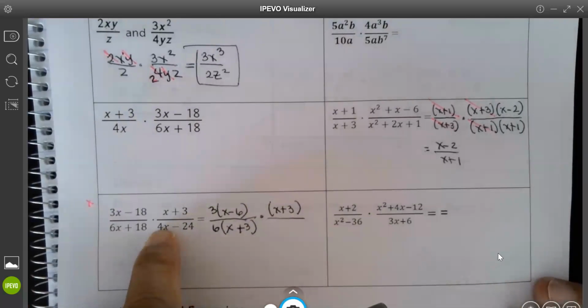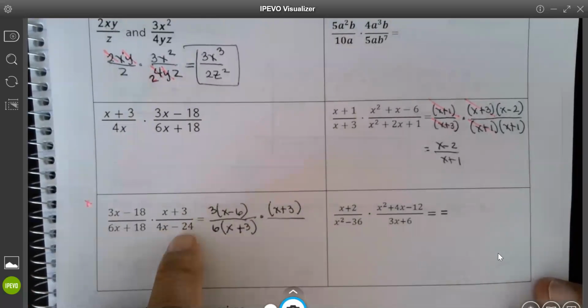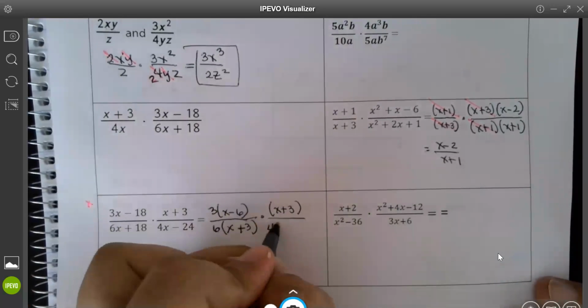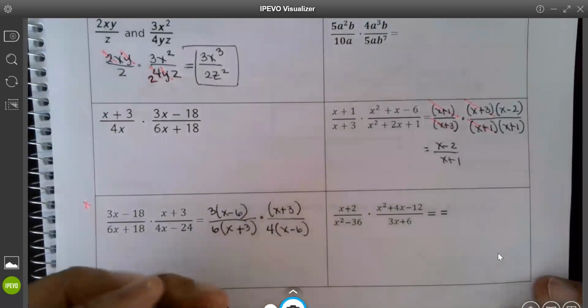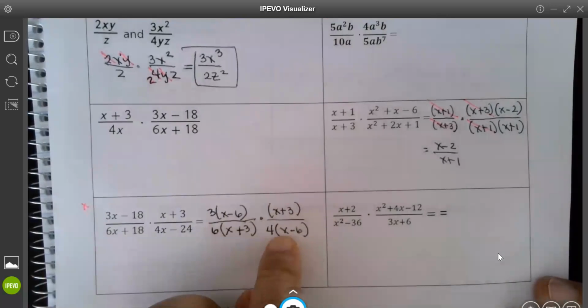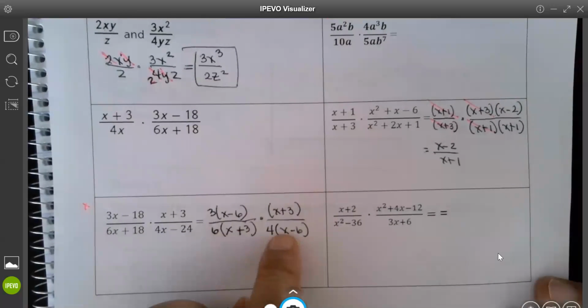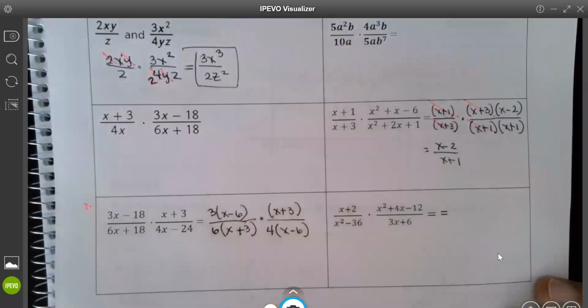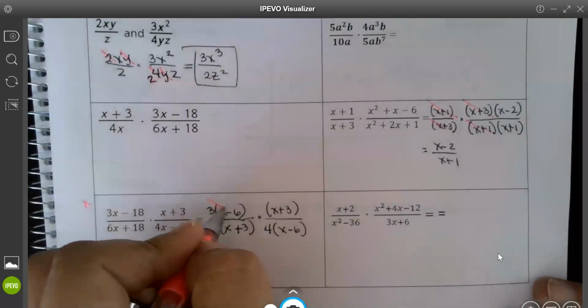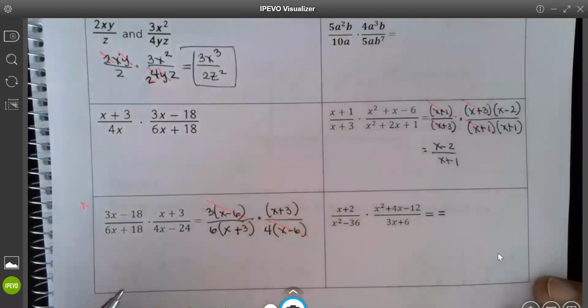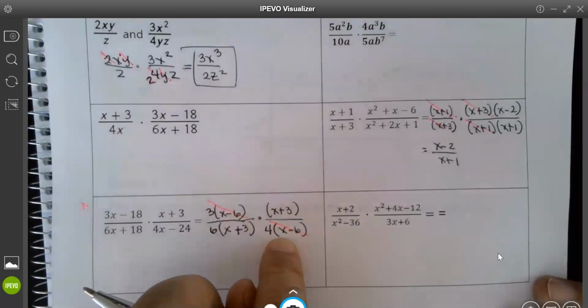The monomial factor of 4 and 24 is 4, because 4 goes into 4 exactly and 4 goes into 24 exactly. So factor out 4, and this becomes x minus 6. If you want to check, 4 times x is 4x, and 4 times negative 6 is negative 24. And now you can cancel. See, x minus 6 and x minus 6 will cancel out.